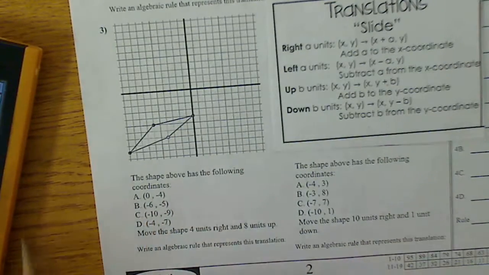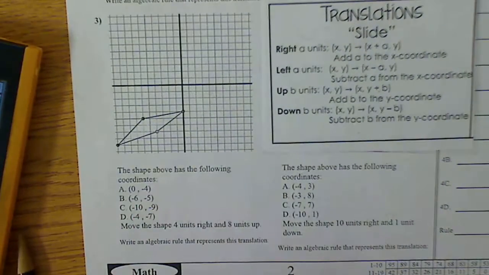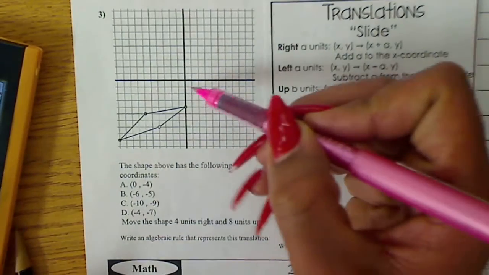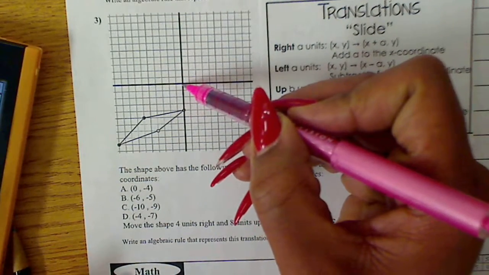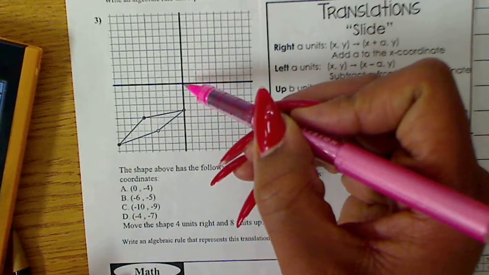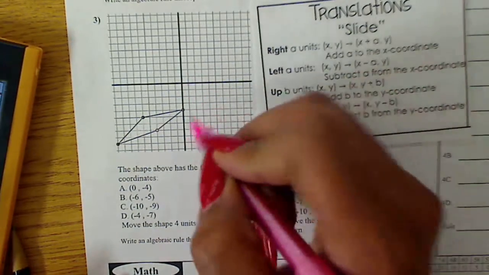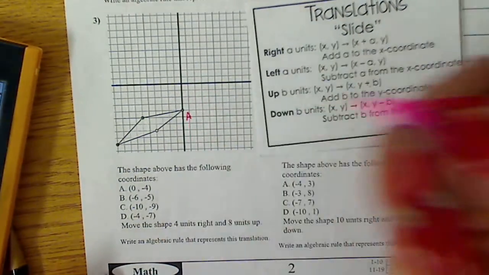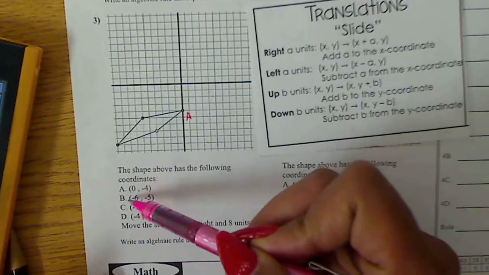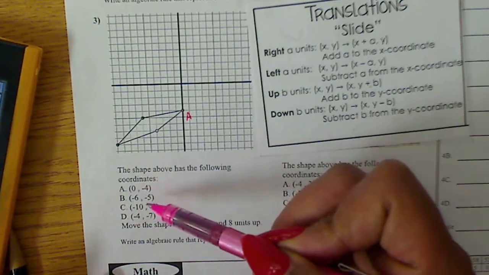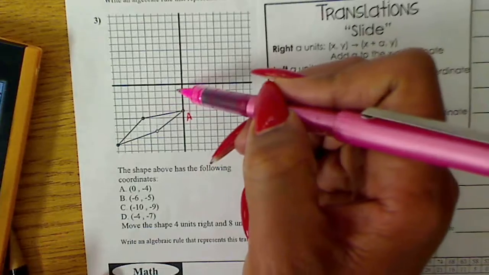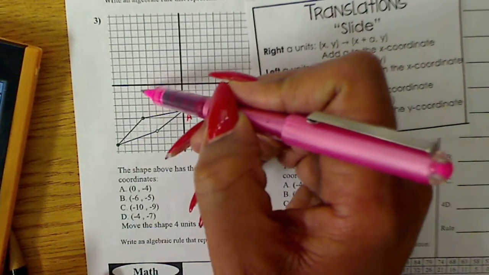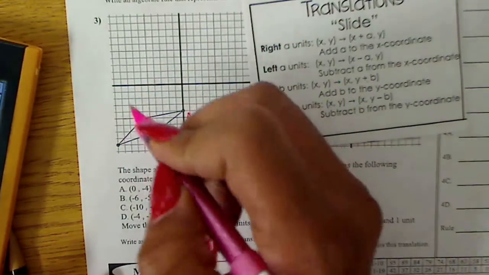Point A is at 0, -4. So 0 would be left or right, but I'm not going to move because 0 is no value. And -4 is down. So this is point A. Point B is at -6, -5. So -6 means to the left 6 and down 5. This is point B.